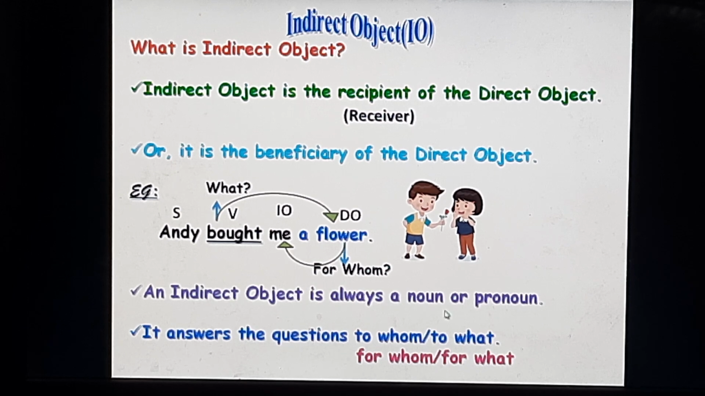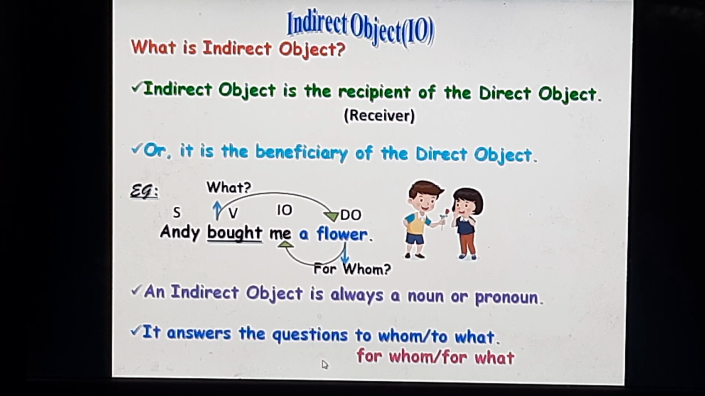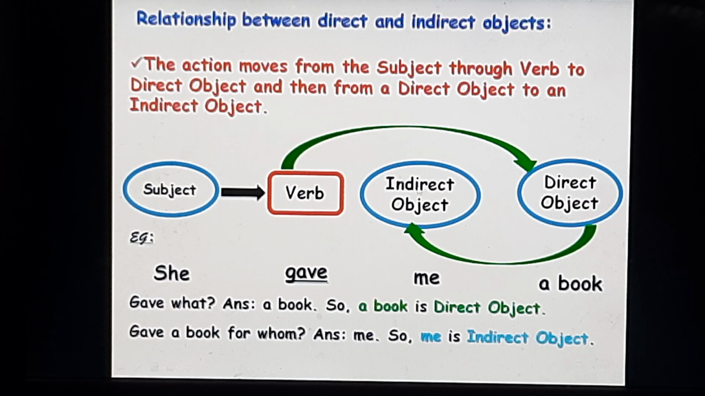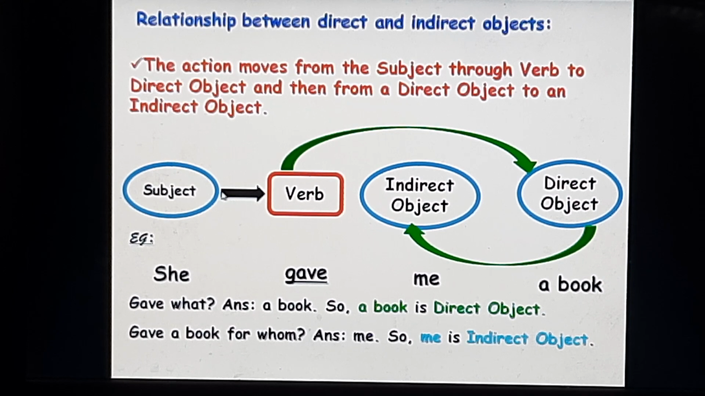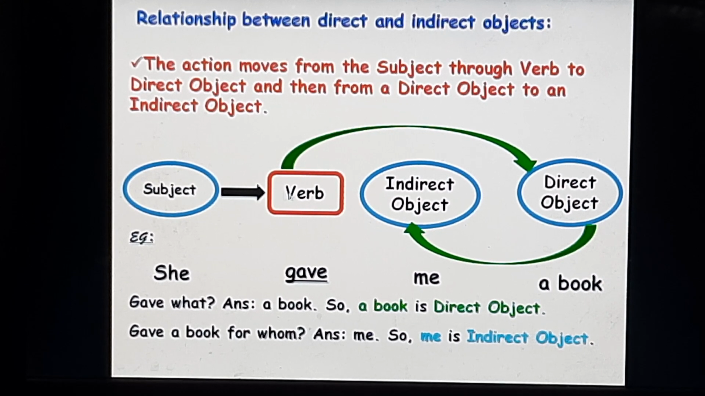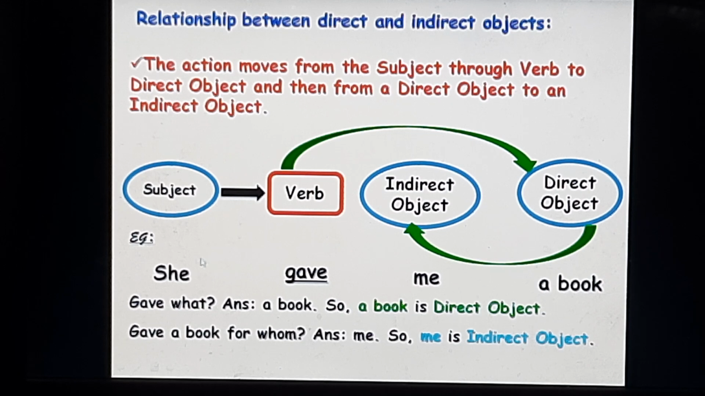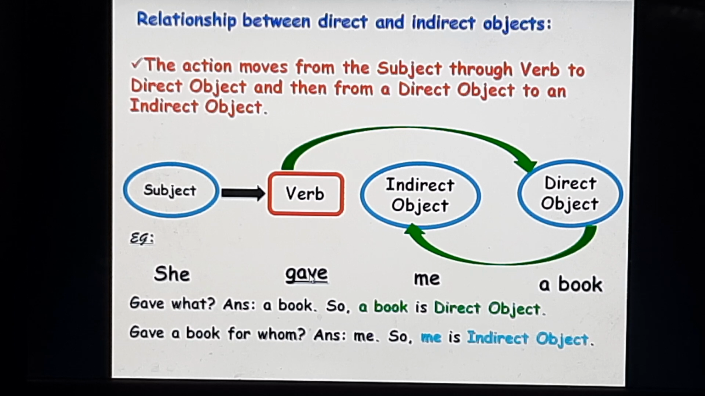An indirect object is always a noun or a pronoun, and it answers the questions to whom or for whom, or to what or for what. Now let's see the relationship between the direct and indirect object. The action moves from the subject through the verb to the direct object, and then from the direct object to the indirect object. Now let's see the example. She gave me a book. She is subject, gave is verb. Gave what? A book. So that is your direct object. Gave a book for whom? For me. Me is your indirect object.